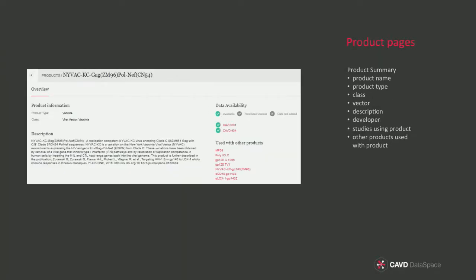So we have a similar page for our vaccine products that talk about general product information. Is it a vaccine? Is it an adjuvant? What's the class? Is it a DNA? Is it a protein? A brief description. We show the studies that test that particular product, and then any other products that have been tested along with that product.